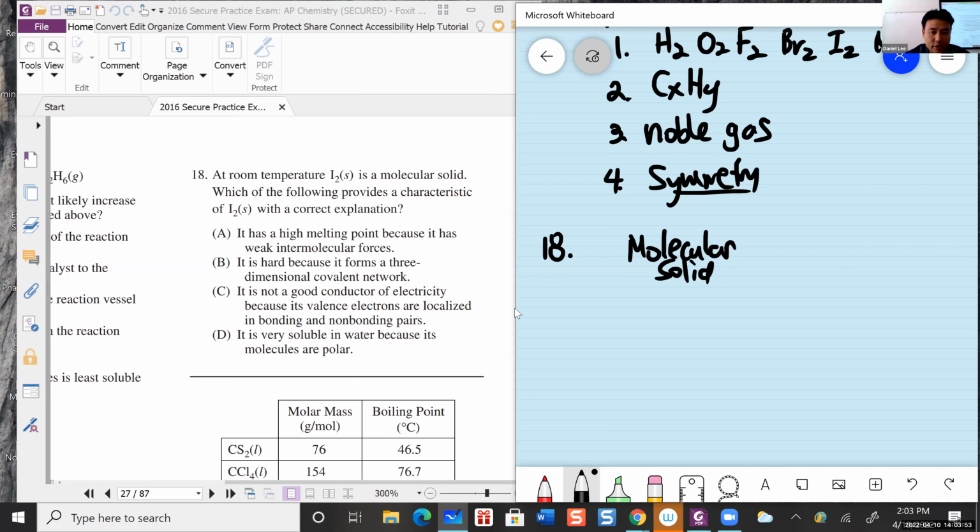Molecular solids do not dissolve to form conductors. There are no ions. So a molecular solid has no ions. The molecules are covalent. So they're not good conductors of electricity, yeah? Right, because they share electrons, so the electrons are stuck. And D is wrong, I2 is nonpolar, so it's not soluble in water. Okay, so 18. Let's go to 19.